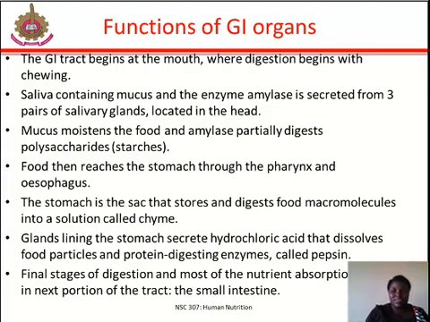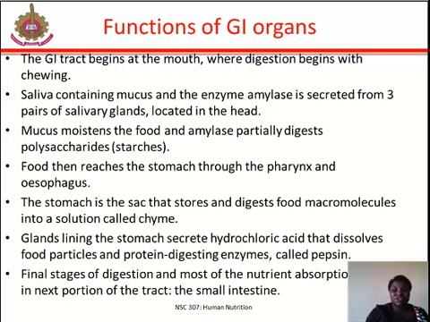The stomach is a sac that stores and digests the food macromolecules into a solution called the chyme. Glands lining the stomach secrete hydrochloric acid that dissolves food particles and protein-digesting enzymes called pepsin.